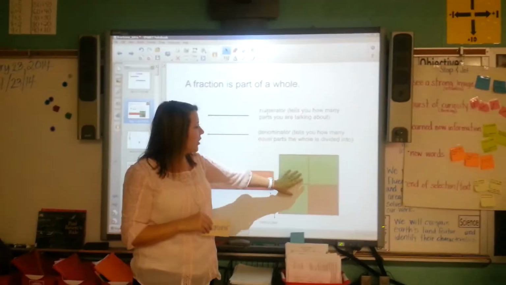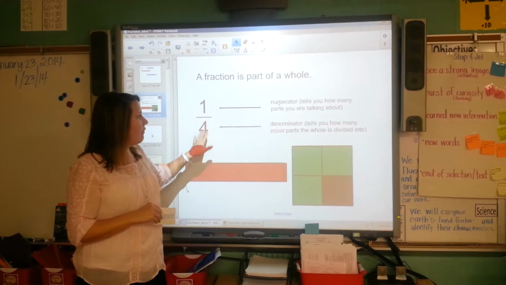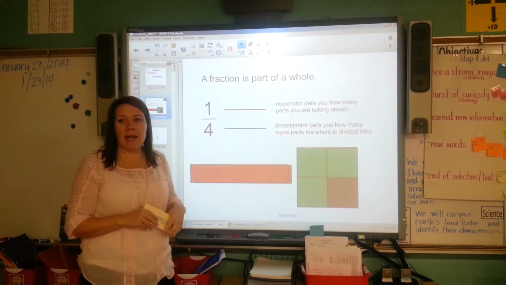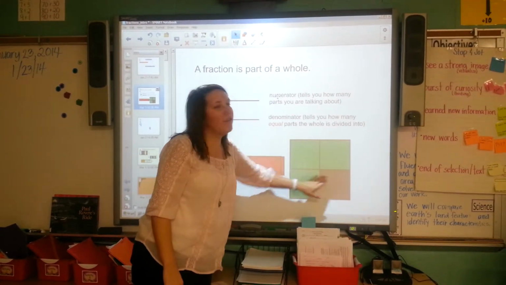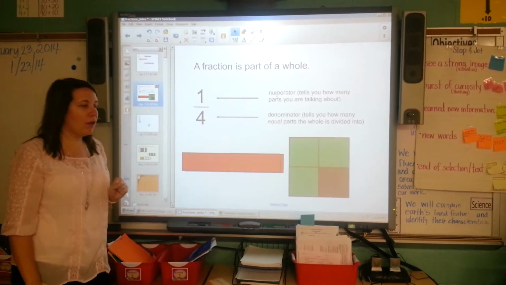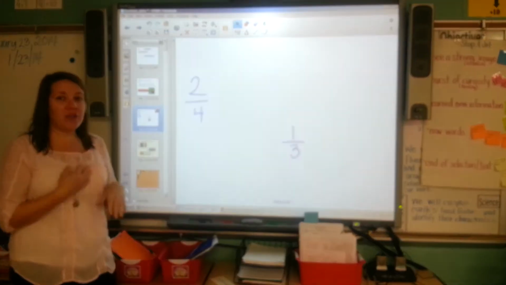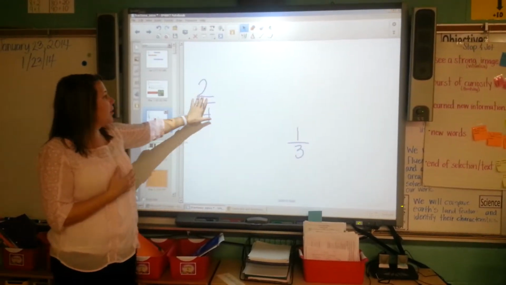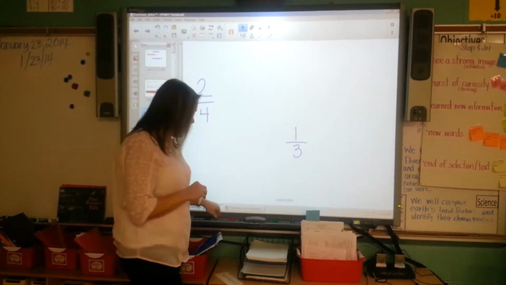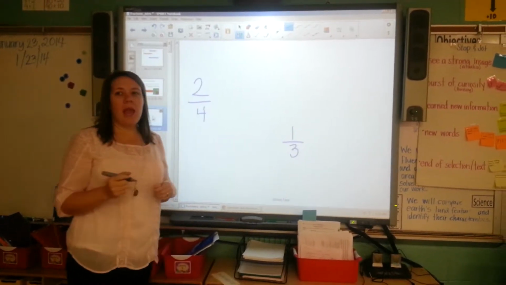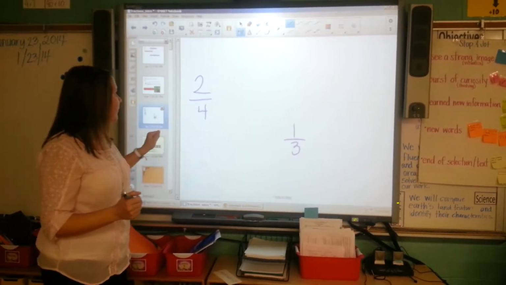So look at this fraction again. This fraction is showing 1/4. Everyone, let's say that again. 1/4. They colored one part of the whole. Good. Let's take a look at these now. We're going to do some on our own. I've drawn a couple. I want you on your paper to practice this one. 2/4. Go ahead and draw your shape and make 4 equal parts.